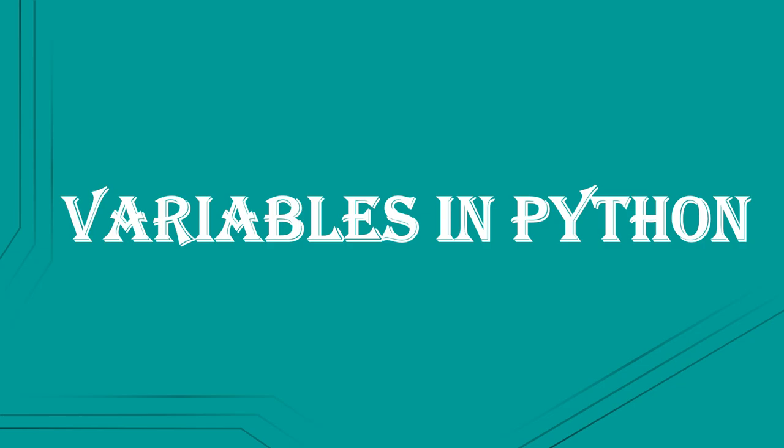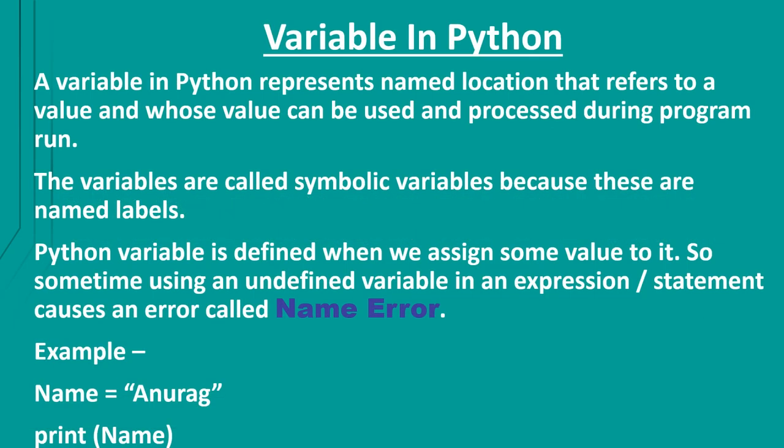In this session, we will study variables in Python. A variable in Python represents a named location that refers to a value, and whose value can be used and processed during program run. Variables are called symbolic variables because these are named labels, and a Python variable is defined when we assign some value to it. Sometimes using an undefined variable in an expression causes an error called NameError.